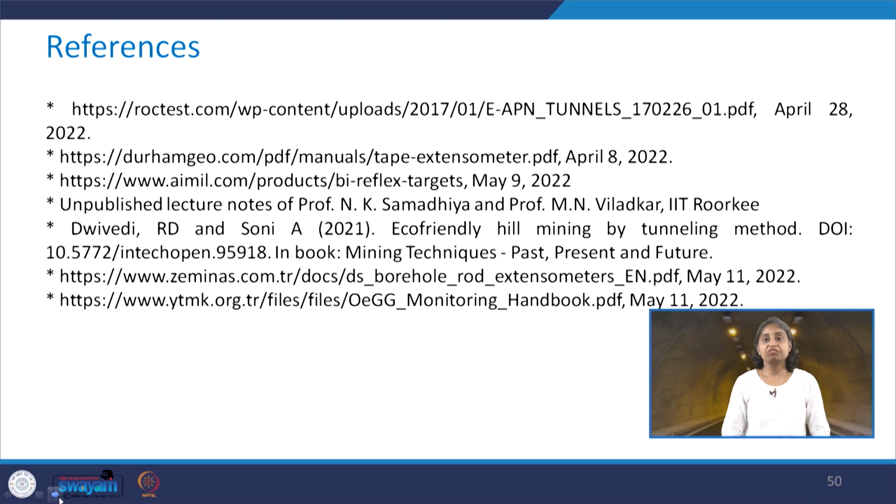These are some of the references which were used to prepare these lecture notes.